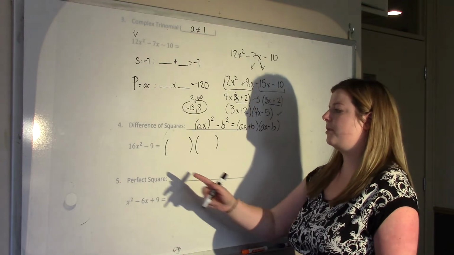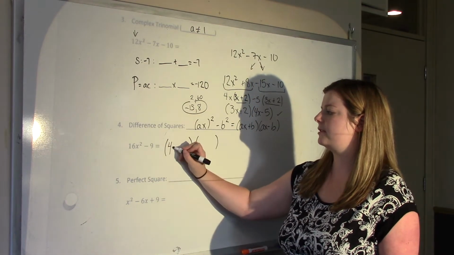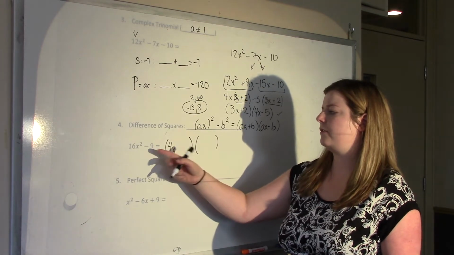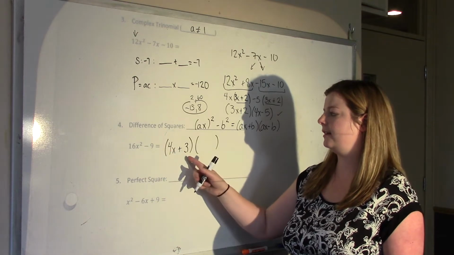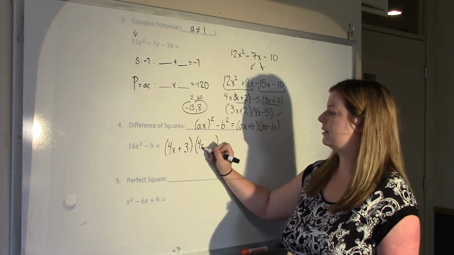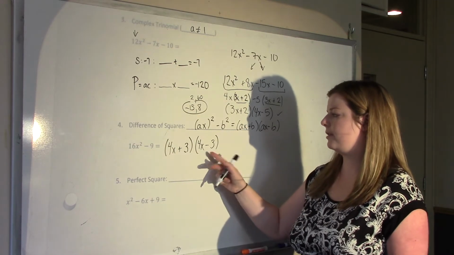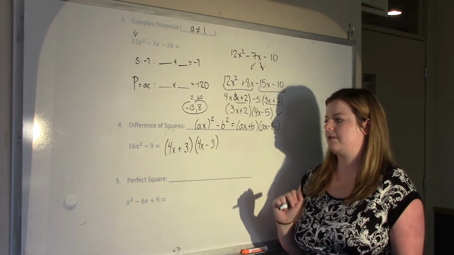So you just take the square root of the number, so 4, the square root of the variable, so x, and then the square root of this number, so 3. Okay, so it's just square root everything. And then in the second one, you do the exact same thing, except that you put a subtraction sign. So 4x plus 3, 4x minus 3.